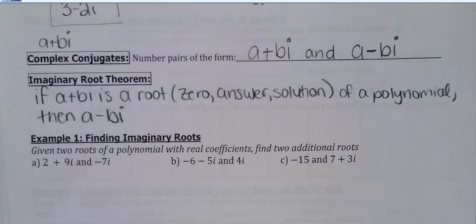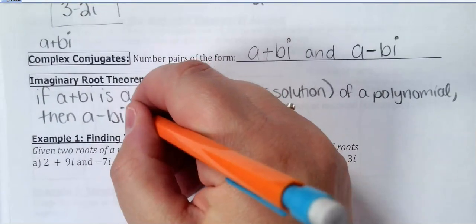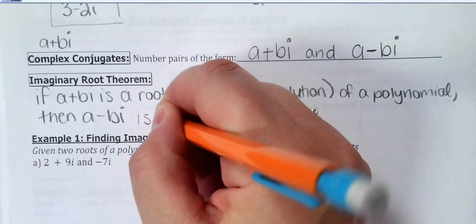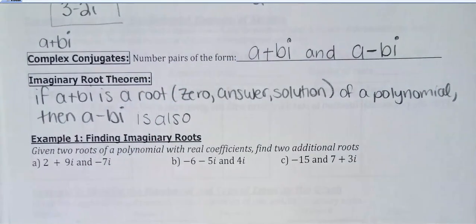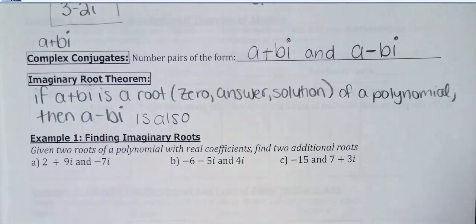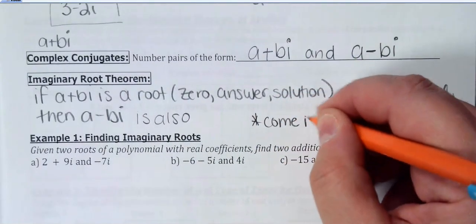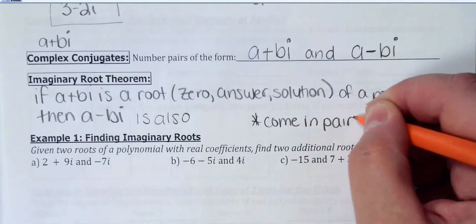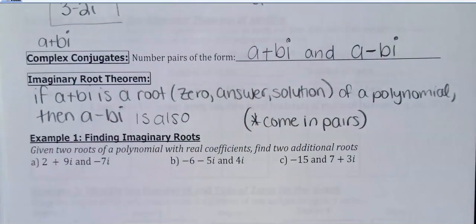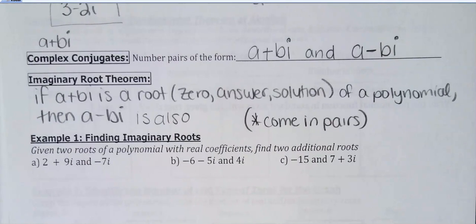All right, then a minus bi is also. All right, now just remember, these come in pairs. If you have an imaginary answer, you really automatically have two imaginary answers anytime you have a polynomial. So they come in pairs. Keep that in mind. Same thing for yesterday, irrational, they come in pairs.